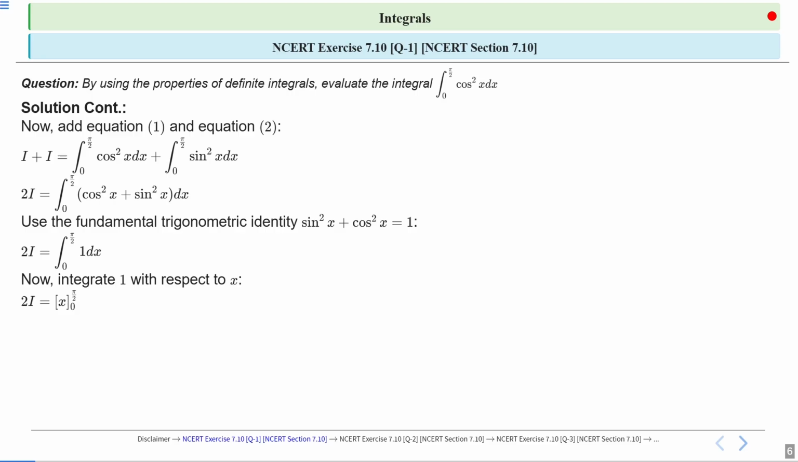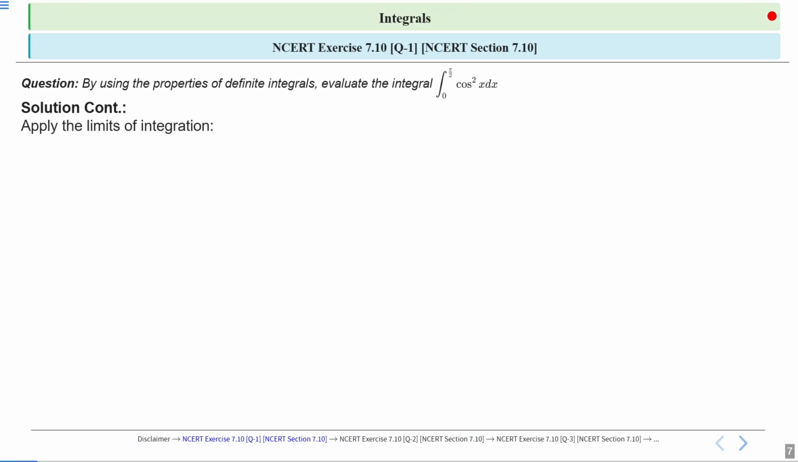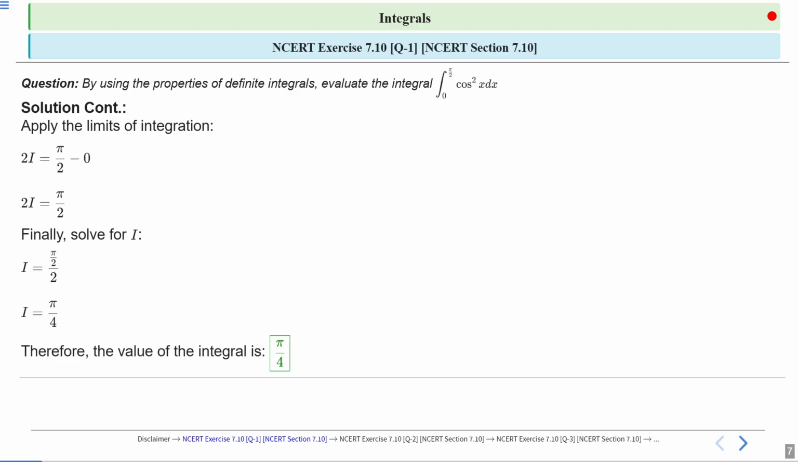When we integrate 1 dx, we get x. So 2I is equal to x. Now we apply the second fundamental theorem of integral calculus and apply the limits. Take the upper limit minus the lower limit, we get pi by 2 minus 0. That is, 2I is equal to pi by 2. So I is equal to pi by 2 divided by 2, that is pi by 4. And that is the value of the definite integral.